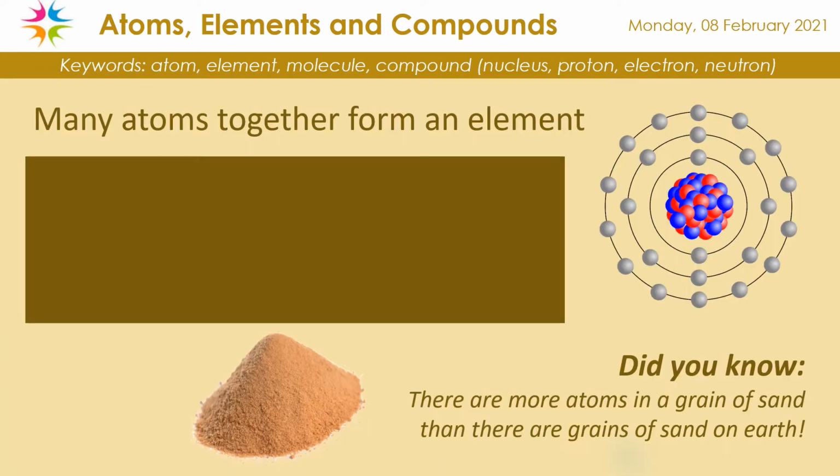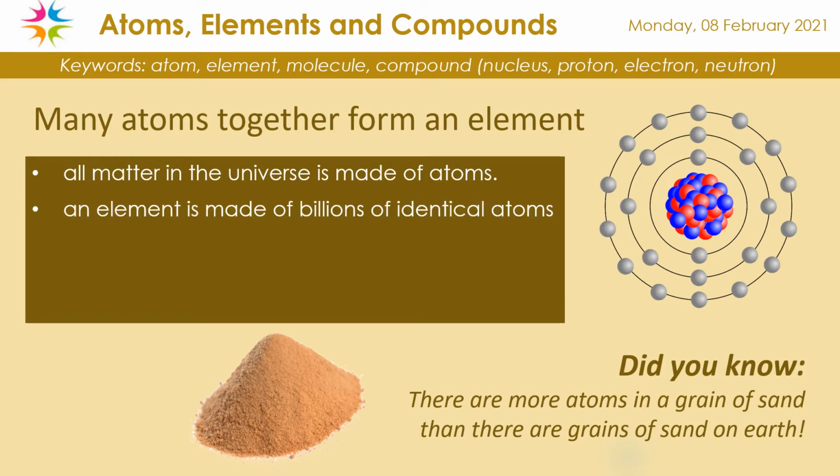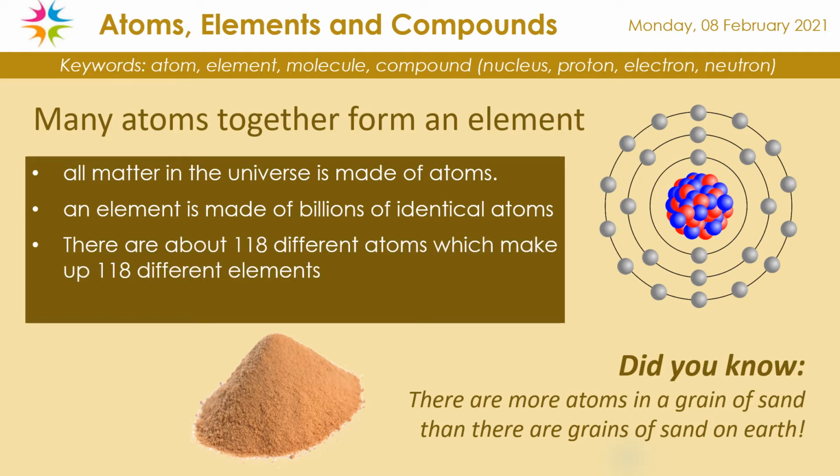Well, these are the main things we need to learn about atoms. All matter in the universe is made up of atoms, not just on Earth, but the entire universe. An element is made up of billions of identical atoms. There are about 118 different atoms, and they make up 118 different elements. And just to give you an idea of the size, there are more atoms in one of these grains of sand than there are in all the grains of sand in the entire Earth.